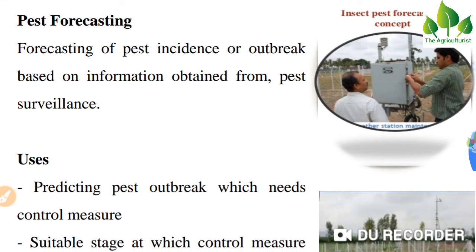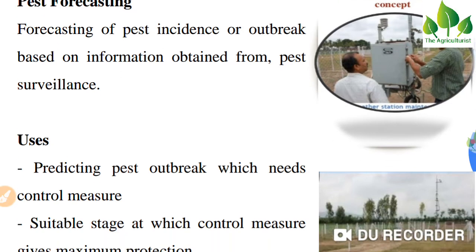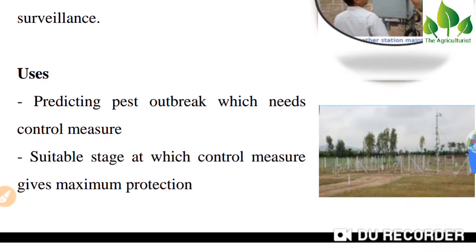So it is pest forecasting: forecasting of pest incidents or outbreaks based on the information obtained from the pest surveillance. It is known as pest forecasting. So what are the uses of pest forecasting?